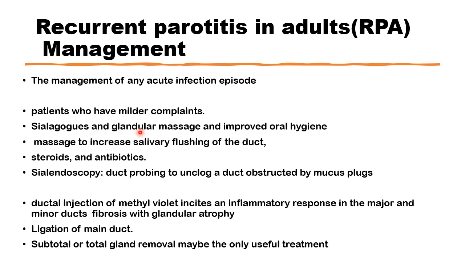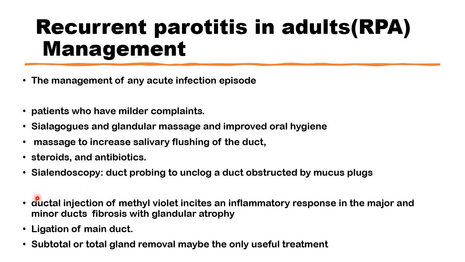Sialogogues would increase the flow of saliva in the duct system and reduce the accumulation of the debris and mucus plugs. The same effect could be obtained by massaging the glands to flush out any obstruction to the duct system. Steroids and antibiotics can also be used, particularly during the acute episodes, and sialoendoscopy, if available, would be helpful in unclogging any duct obstruction, sucking out mucus plugs and removing any debris.